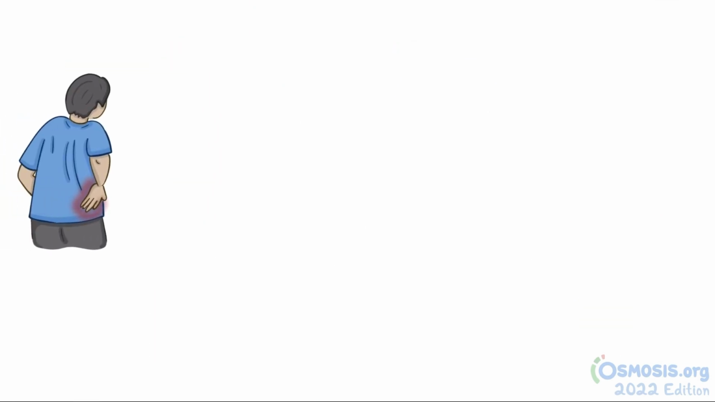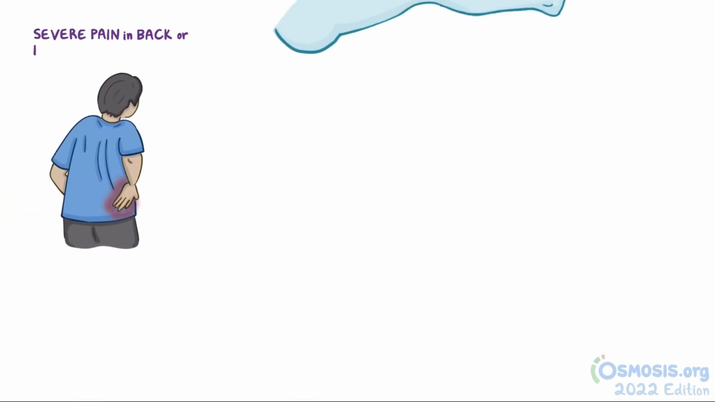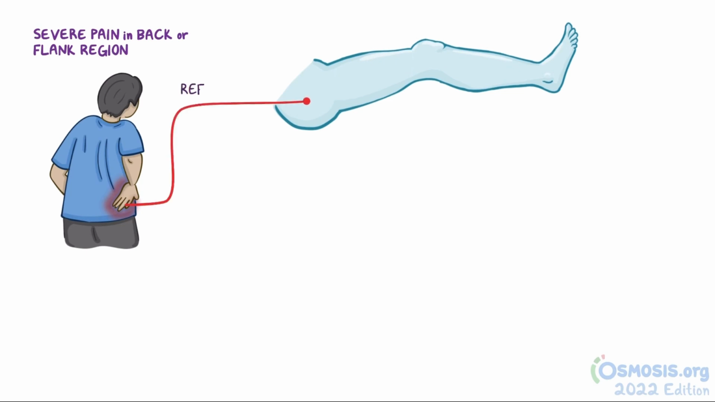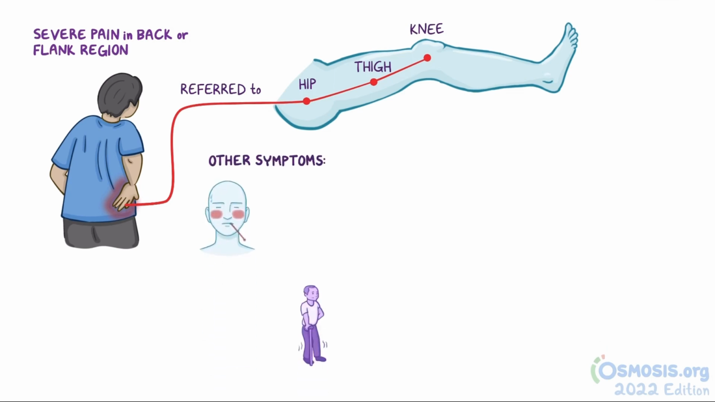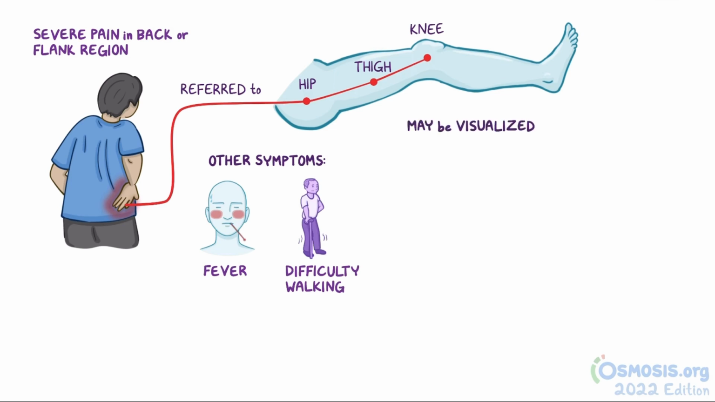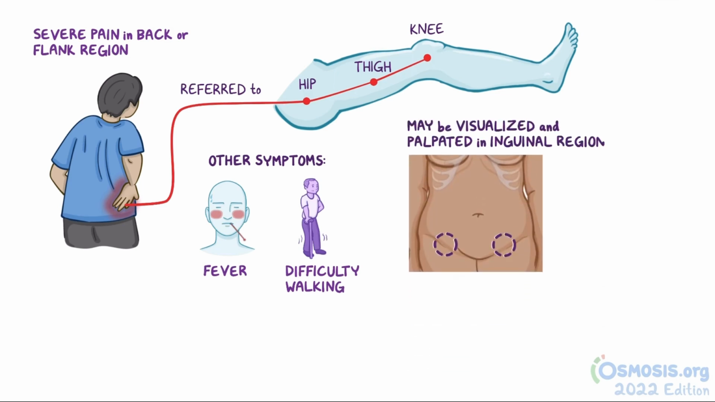A psoas abscess can result in severe pain in the back or flank region, which can also be referred to the hip, thigh, or knee joint. Other symptoms of a psoas abscess include fever and difficulty walking. A psoas abscess may be visualized and palpated in the inguinal region and may be mistaken as an inguinal hernia, an enlarged lymph node, or a saphenous vein varix.